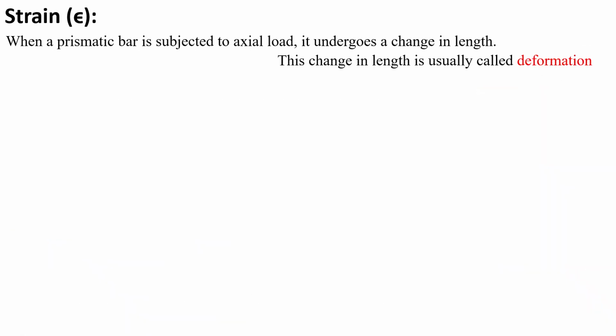Next we look at strain. Previously we discussed the stresses; now we look at strain, generally represented by epsilon. Let's consider that when a prismatic bar is subjected to an axial load, it undergoes a change in length. This change in length is usually called the deformation. When a load is applied on a prismatic body, the body will obviously deform. Deformation means a change in length.